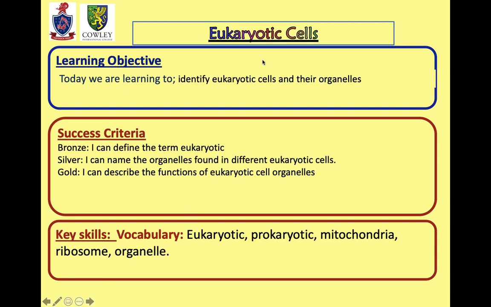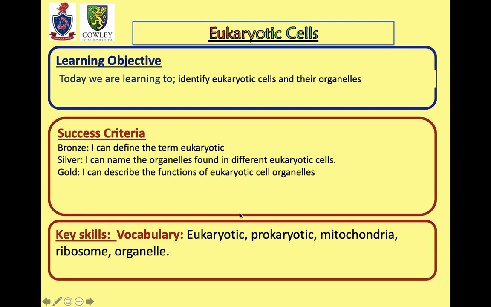Here's what we're focusing on today. We're looking at eukaryotic cells as a whole. We're identifying two different types of eukaryotic cells and the organelles that are within them. So your job today is to learn the definition for the word eukaryotic, name the organelles found in different eukaryotic cells. That might be new information for you. Some of this might be a bit of revision. And remembering the functions of organelles, particularly the ones that are located within eukaryotic cells.